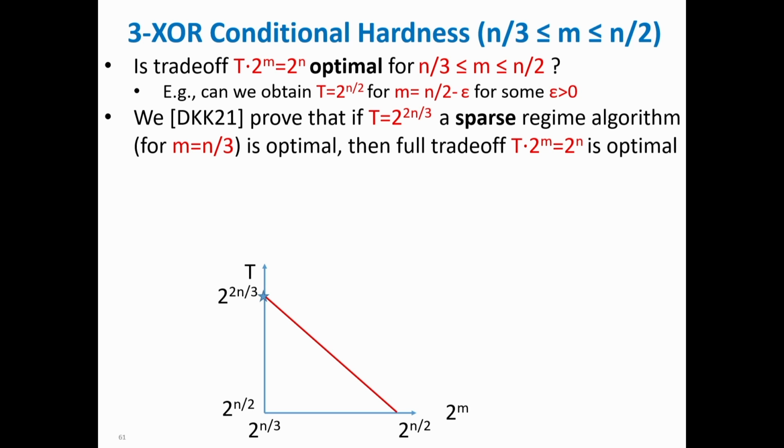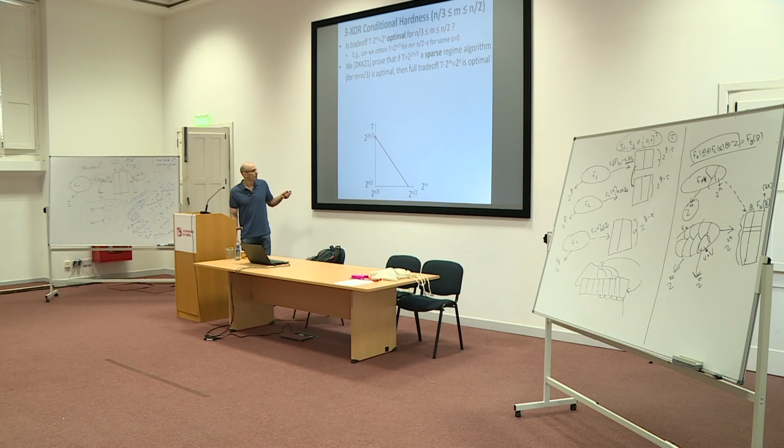Okay? So that's the result. Basically, if you conjecture just that this algorithm is optimal, then you get the entire curve. And I should say that the result is actually much more general.